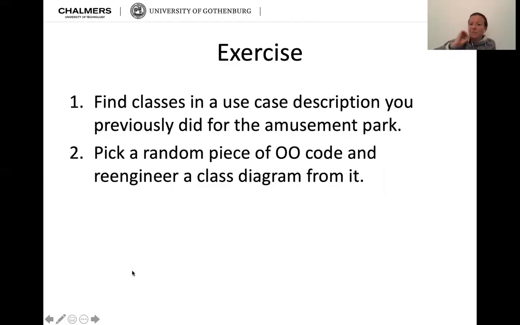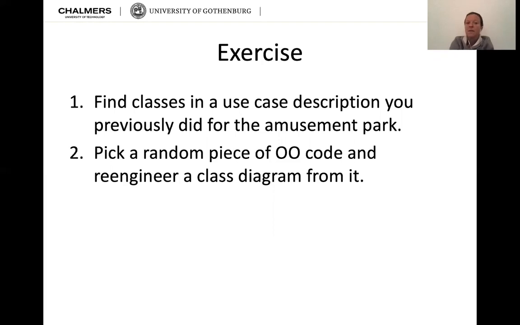Let's move on to letting you do the exercise. I'll walk you through one. So sticking with our running example, find classes in one of the use case descriptions that you previously did for the amusement park. Take those use case scenarios you wrote down. You can start with the use case overview diagram and write down those. And then you can move on to the use case scenario descriptions and pull your domain elements out of there and make your domain class diagram. Or if you like, you can go look up what the ER diagram notation is and do it according to that.